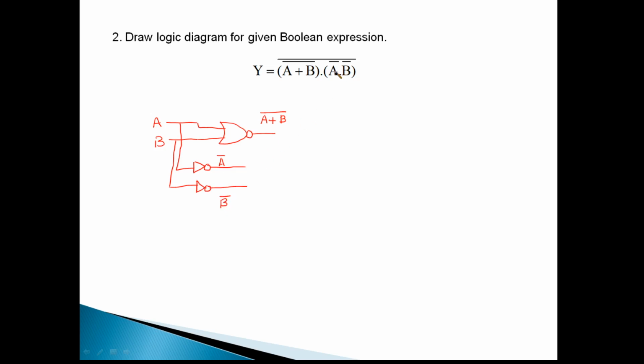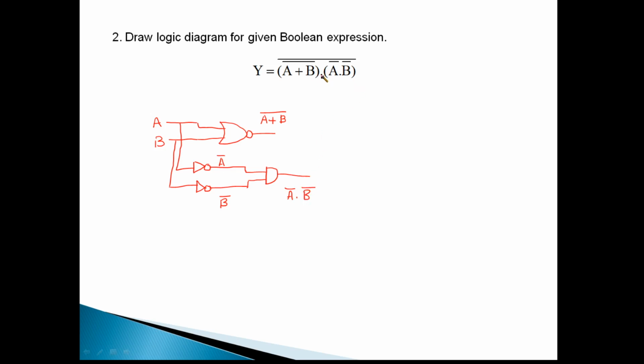You need the product of A bar and B bar. So, AND operation. You need an AND gate here. This A bar will be given to the AND gate and B bar is also given to the AND gate. This AND gate will produce A bar dot B bar. That means the second bracket.